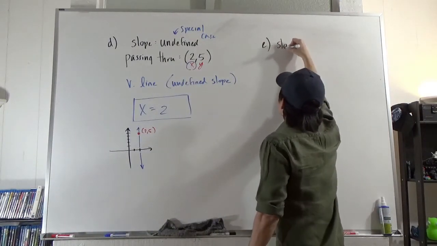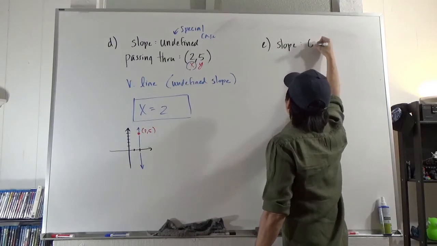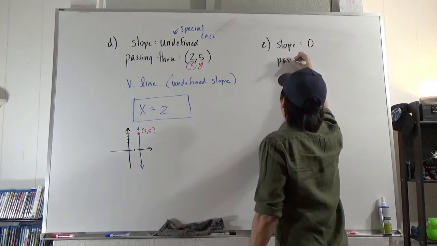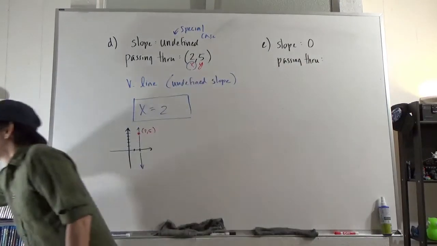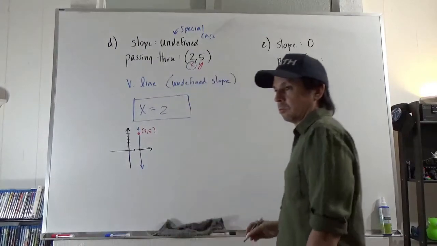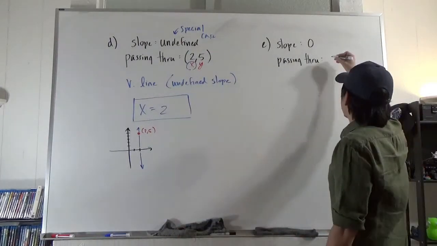E. Slope is 0. And passing through 1 comma negative 3.